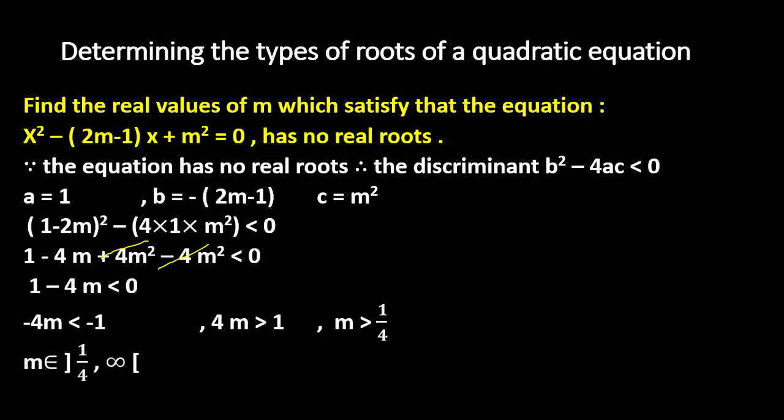It means negative 4m less than negative 1. Now I want to divide by negative 4. If you divide by a negative number in an inequality, it means that I'll change the inequality sign, so it will be 4m greater than 1. Then I'll divide by 4. At first I divided by the negative sign, now I divide by 4. It will be m should be greater than 1 over 4. So it belongs to the interval from 1 over 4 to infinity, because we don't have or equal. If you have or equal here, then this will be closed. Okay.